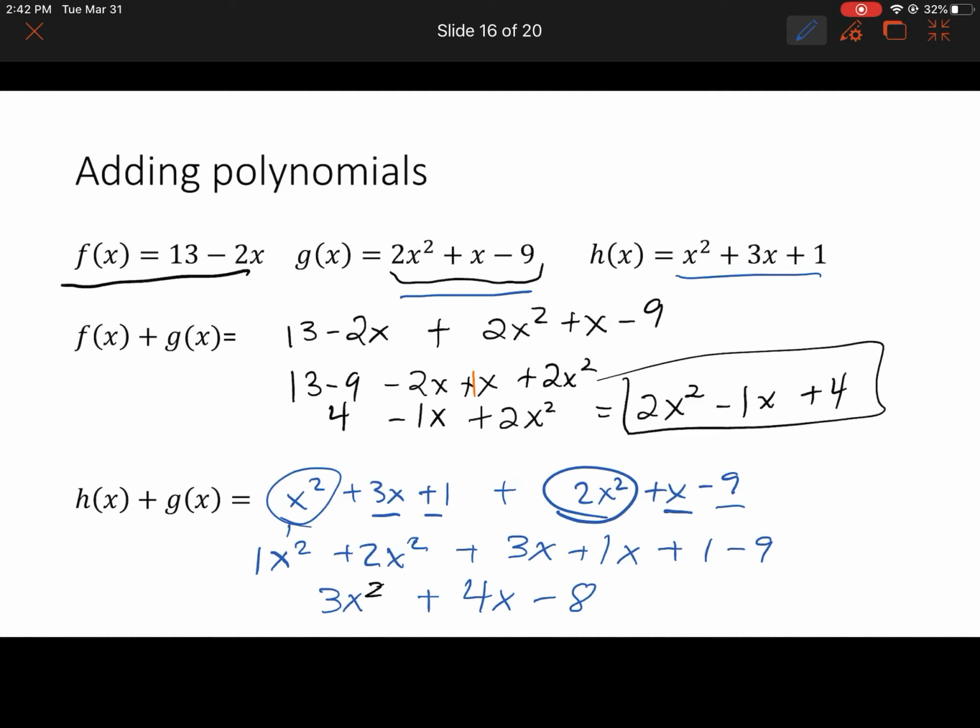Okay, and that's how you add polynomials. It's not very hard. You're just adding the like terms. Just make sure that you know how to do that, and then don't mix them up. Combine the x's with the x's, the x squareds with the x squareds, and the constants with the constants.